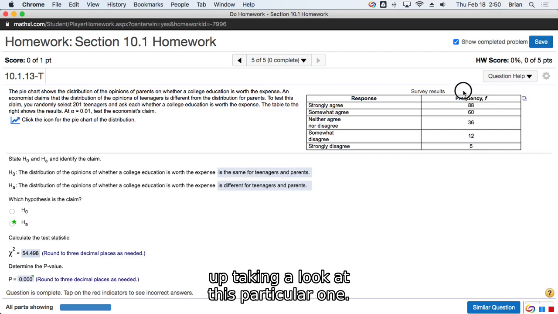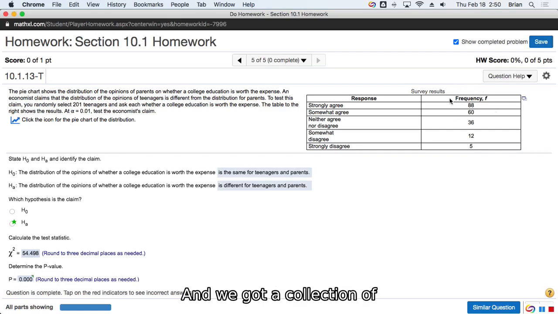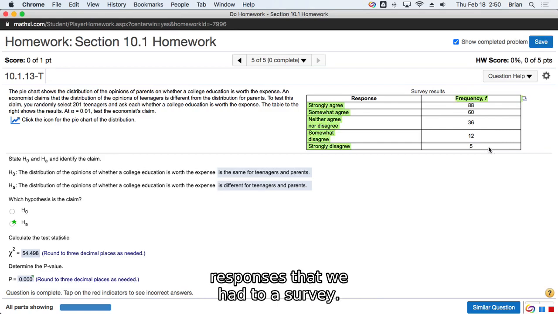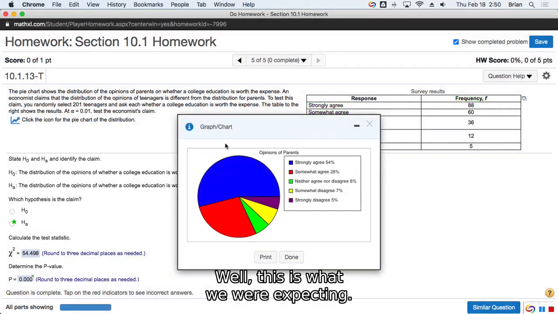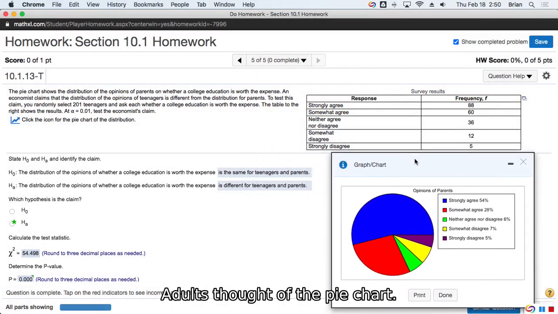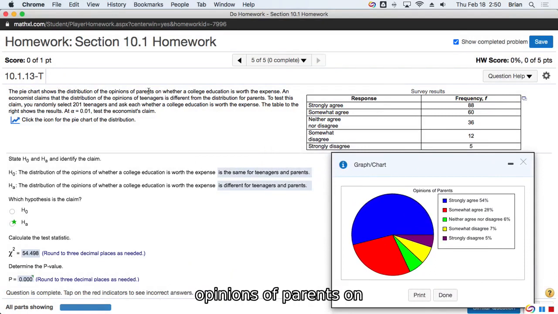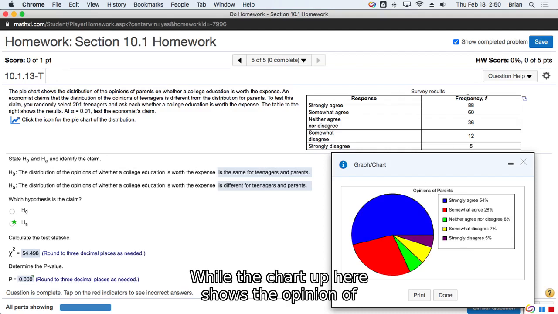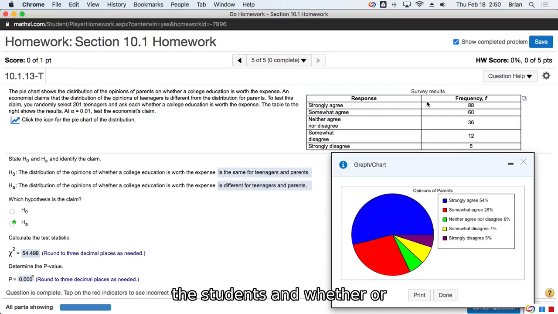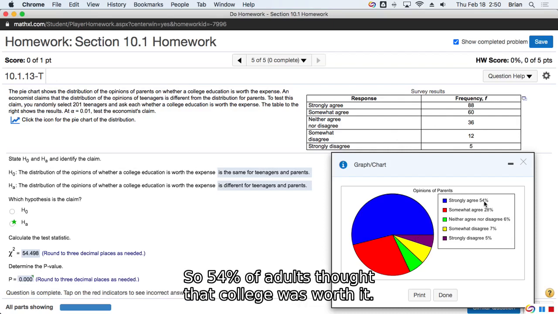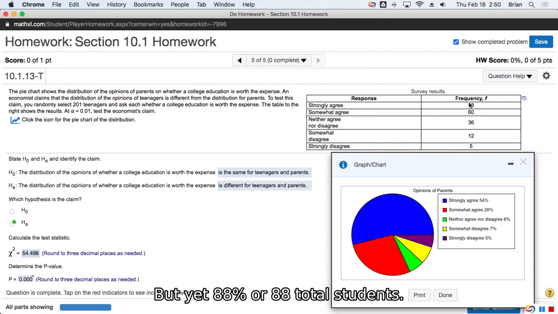at this particular one, and we got a collection of responses that we had to a survey. Well, this is what we were expecting. This is what adults thought. Adults thought of the pie chart. So the pie chart shows the distribution of opinions of parents on whether or not college is worth it. Well, the chart up here shows the opinion of the students and whether or not they thought it was worth it. So 54% of adults thought that college was worth it, but yet 88% or 88 total students.